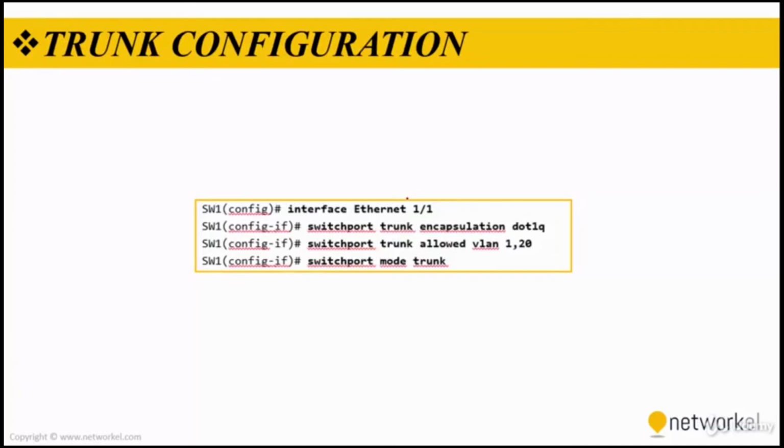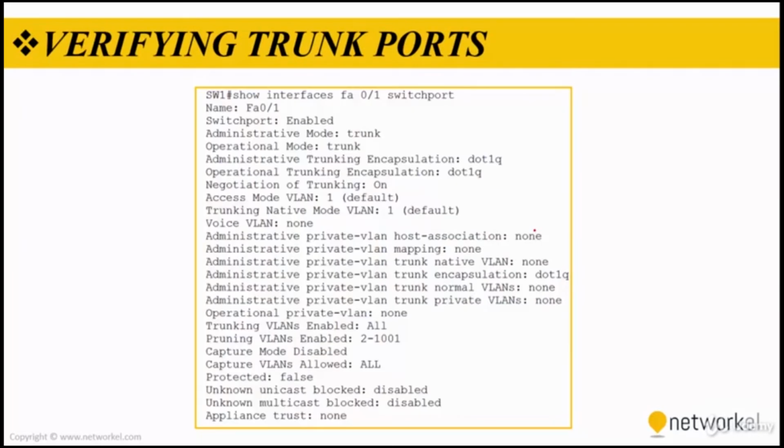Here is how we can configure a trunk. We go under the interface mode and type the encapsulation protocol, and we use switchport mode trunk, and this line is actually optional. If we define it, that's better, but if not, all other VLANs will go through the trunk port. To verify a trunk port, we use show interfaces, the interface name, and switchport.